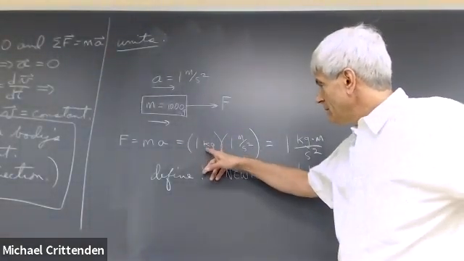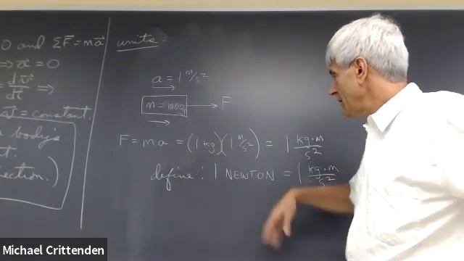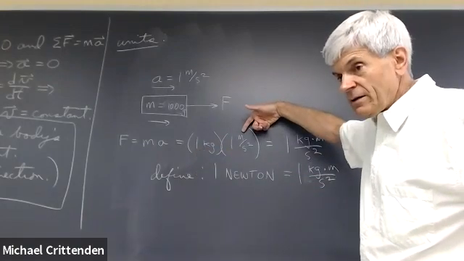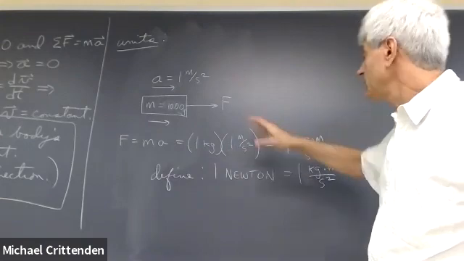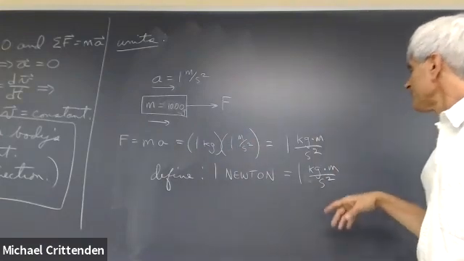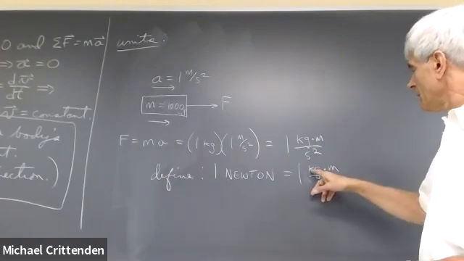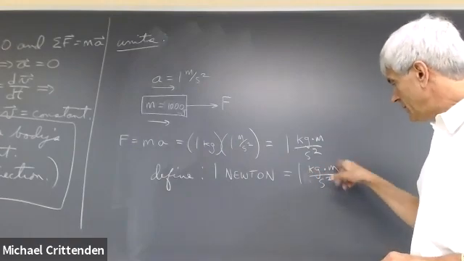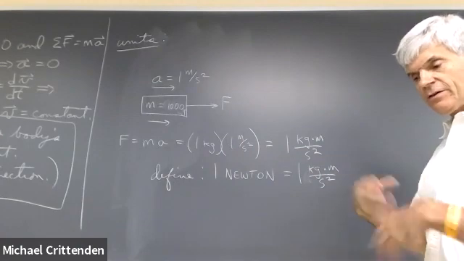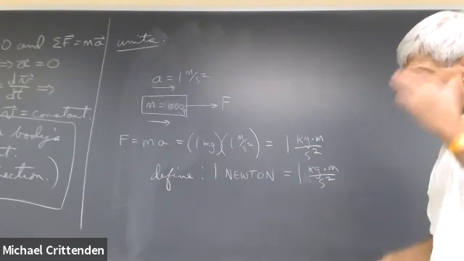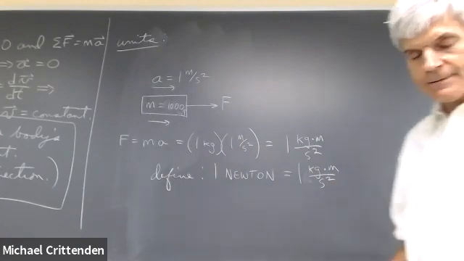If you're given grams, convert to kilograms. If you're given centimeters, convert to meters, and so on. If you're given hours, convert to seconds. So, because the SI system is set up in a way that the units all fit together that way.